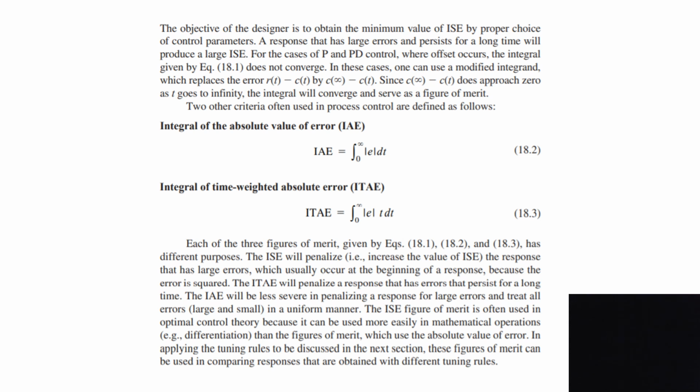Okay, and if you see, ISE has a large value, which usually occurs at the beginning of the response because the error is squared, and ITAE will penalize a response that has an error that persists for a long time, and IAE will be less severe in penalizing a long-lasting error and treats all the errors in a uniform manner. So ISE is often used in optimal control theory because it is easier to handle in mathematical operations. Okay, so these are the figures of merit, and this is very important for choosing the selection criteria for different controllers. Thank you, students.